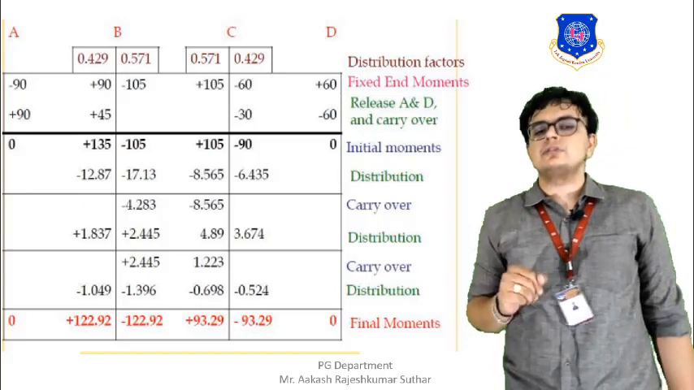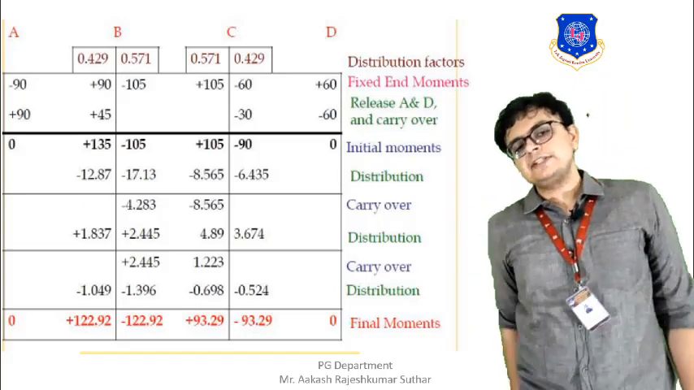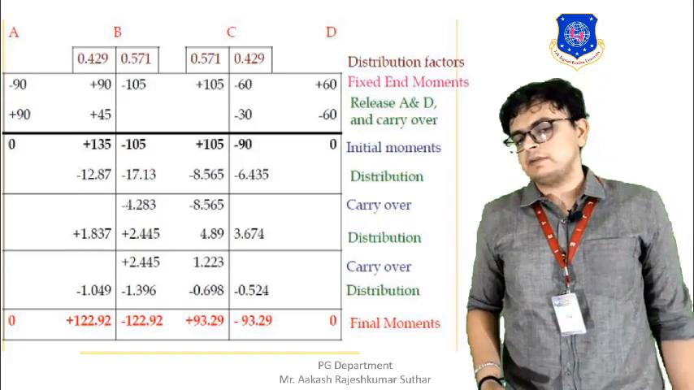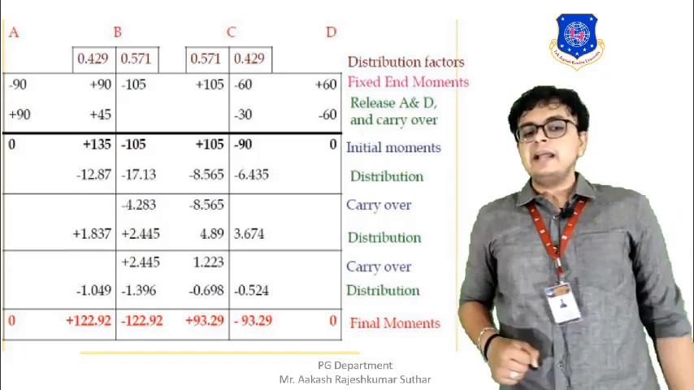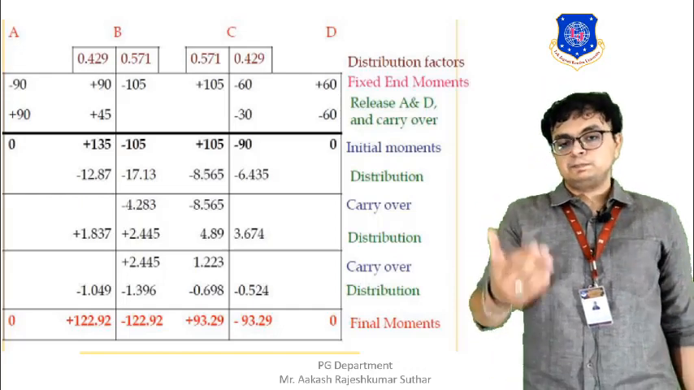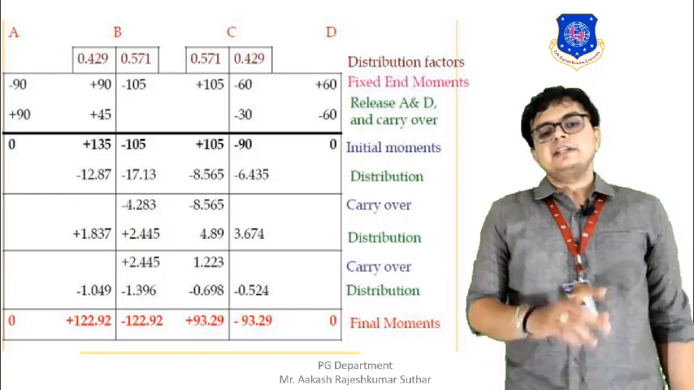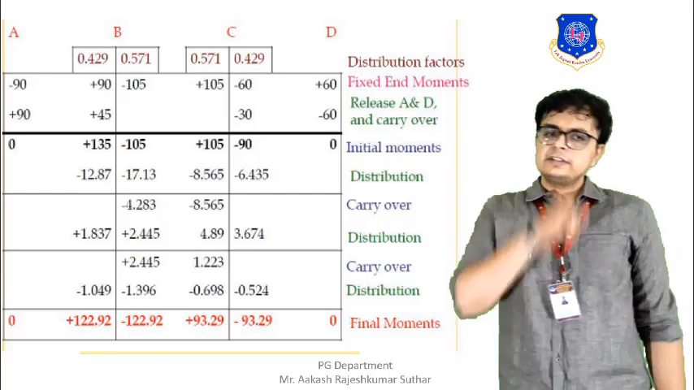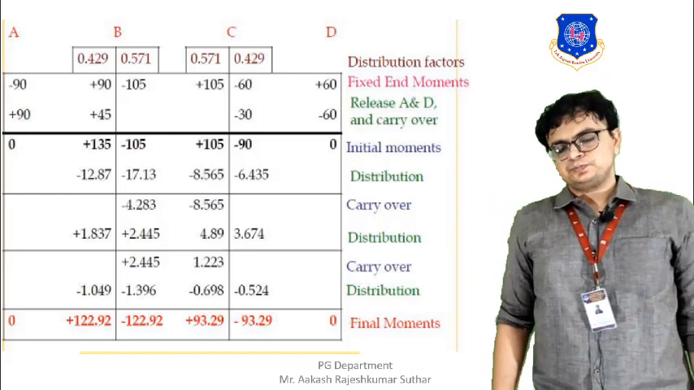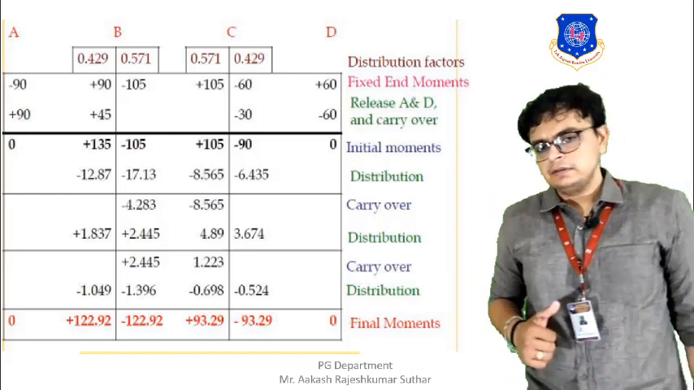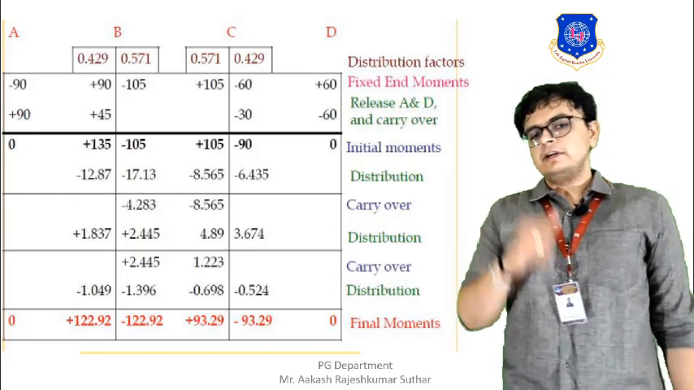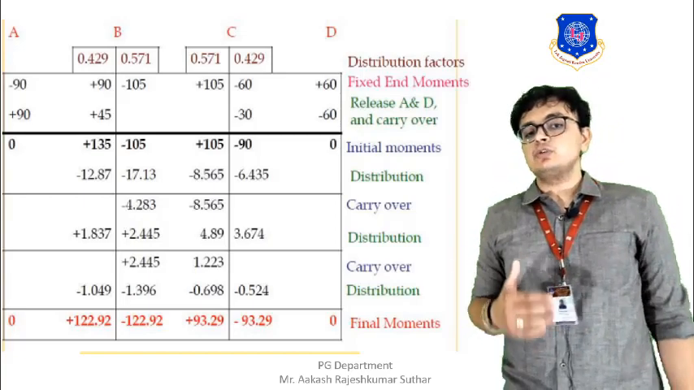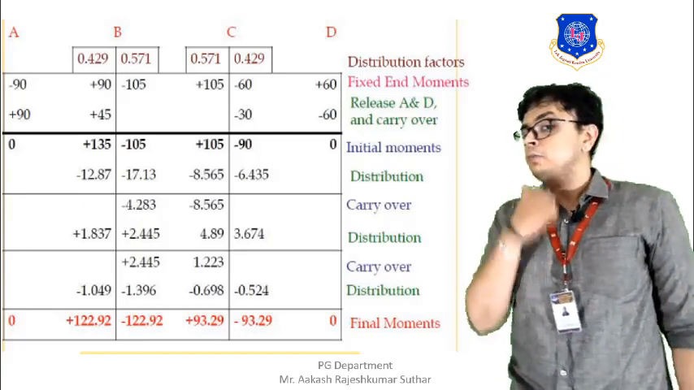Similarly for BC also, we have the carryover moment of 2.445 and we have to multiply it with the distribution factor of 0.571. So we are getting the value of plus 1.396. While putting it in the table, we have to take minus 1.396 here. Similarly for C joint also, we have the carryover of 1.223 kilonewton meter moment. For CB, we have to multiply it with its distribution factor, that is 0.571.